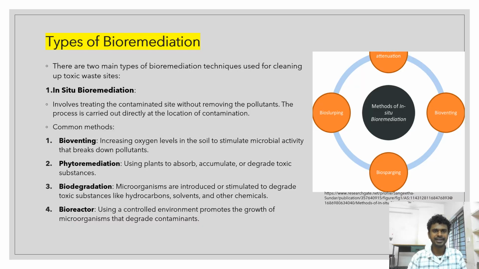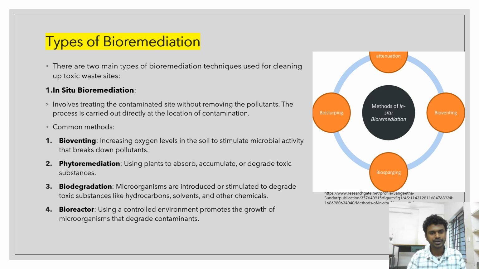Coming to the types of bioremediation, there are two main types of bioremediation techniques used for cleaning up toxic waste sites. First one is in situ bioremediation, which involves treating the contaminated site without removing the pollutants. The process is carried out directly at the location of contamination. Common methods for in situ bioremediation: first is bioventing, increasing oxygen levels in the soil to stimulate microbial activity that breaks down pollutants.